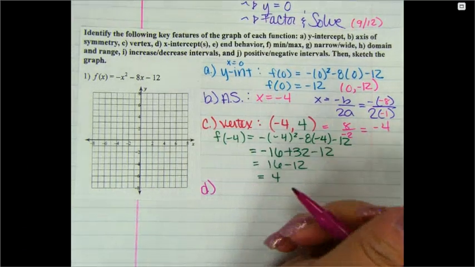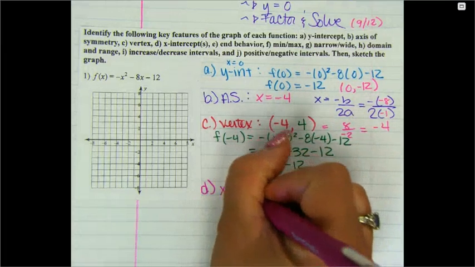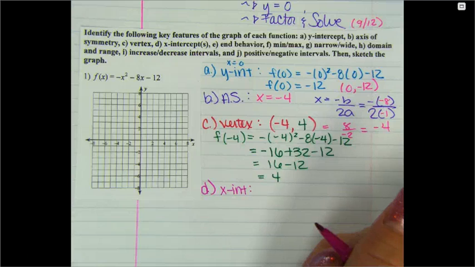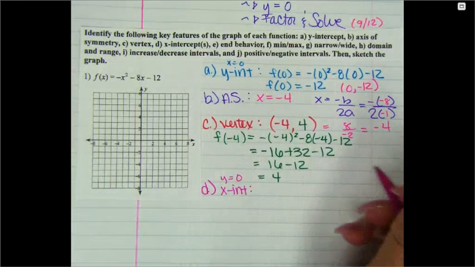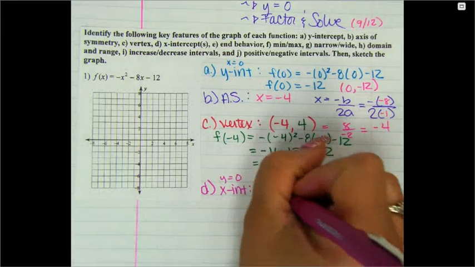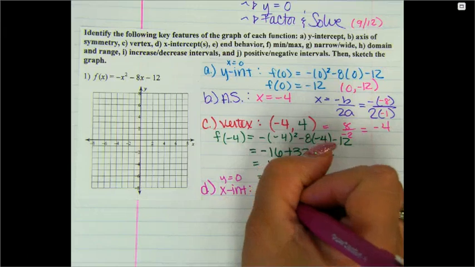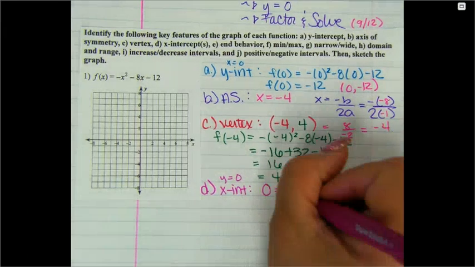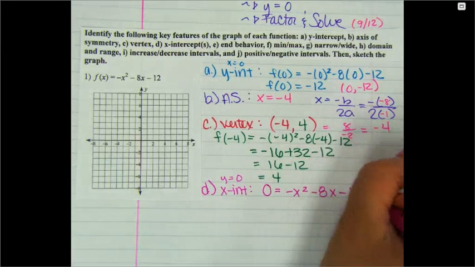What's next? X-intercepts. X-intercept means that what goes away? The y is equal to 0. So how do I write that out? 0 equals negative x squared minus 8x minus 12.